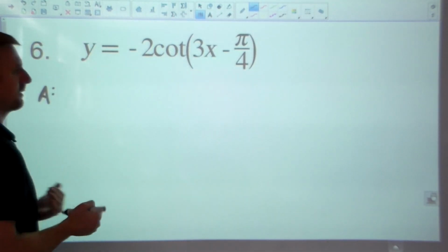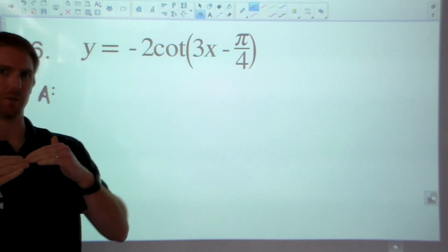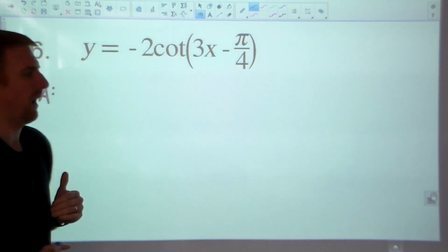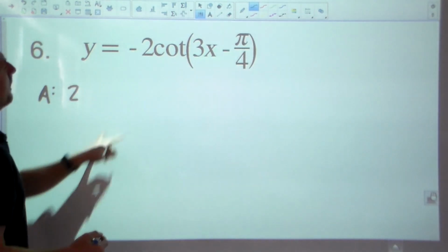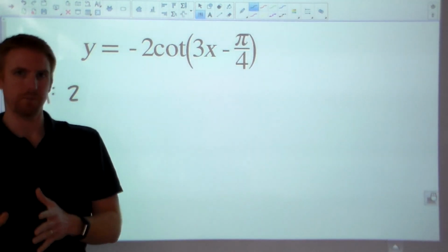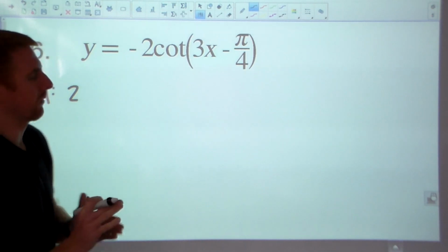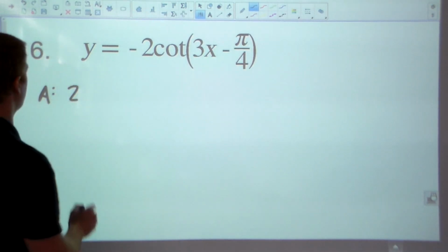Remember, amplitude is distance. If you think about a wave, it's the distance from the middle, so distance is always positive. Even though this is a -2, amplitude is +2. When we go to graph, the negative will matter. Okay, so it does play a role, but for amplitude, it's just +2.